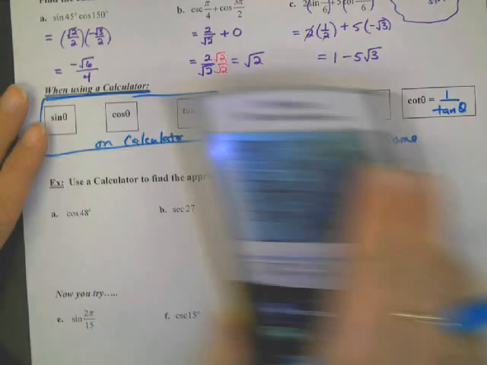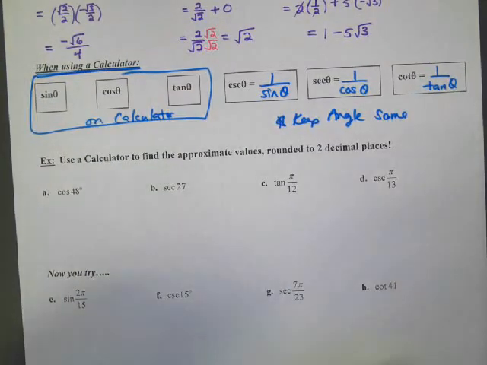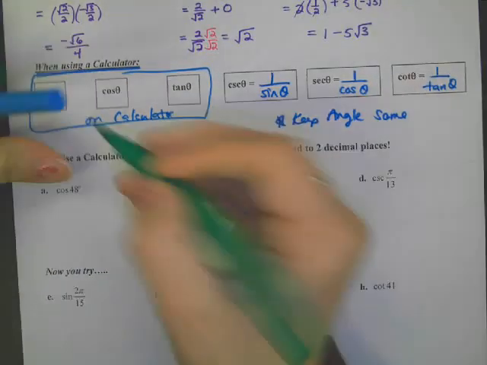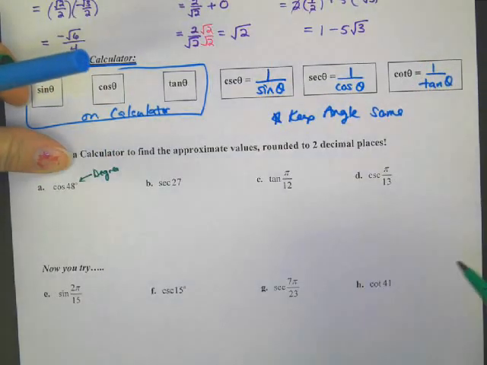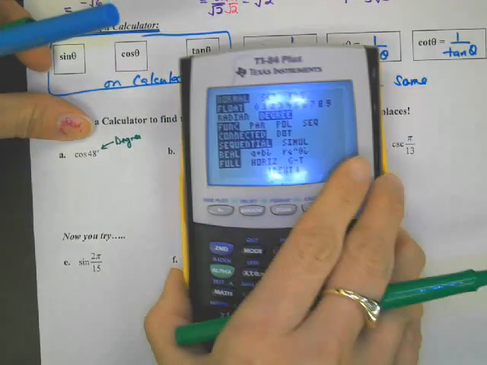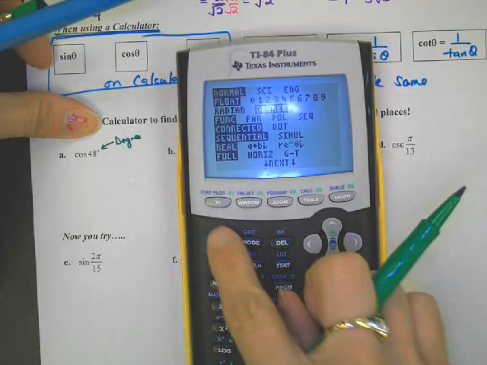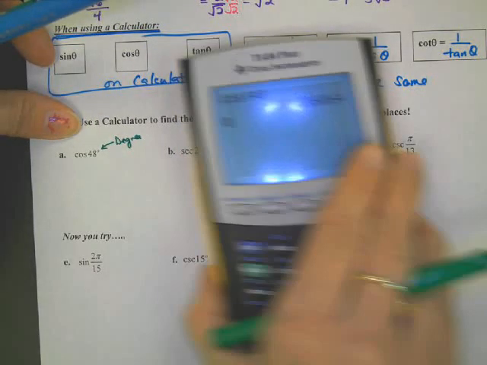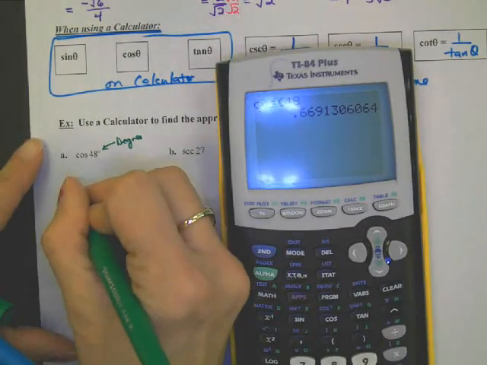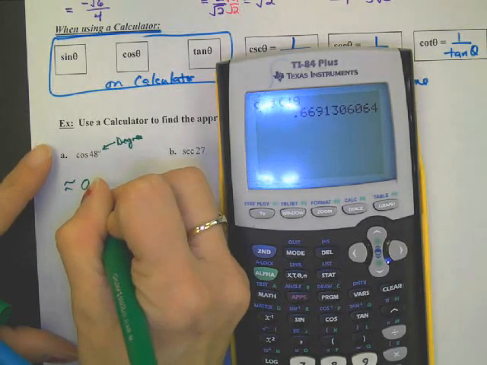Okay, let's do a couple. Something to make note of here, if it has a degree bubble, that means it is degree mode. So we'll do these one at a time. I'm currently in degree mode, so I can go ahead and quit. I'm going to calculate cosine of 48 degrees, and it says round to 2 places, so this is approximately 0.67.